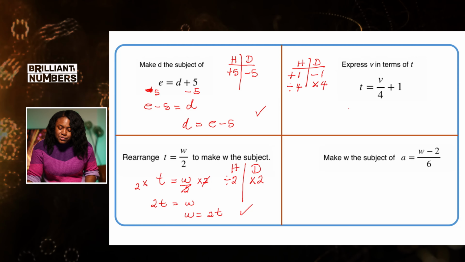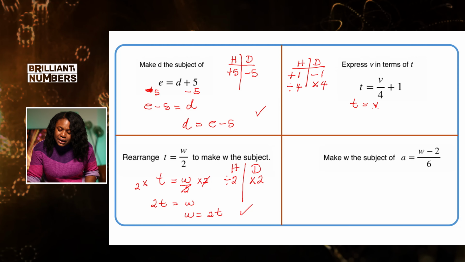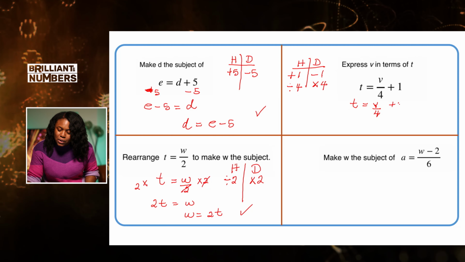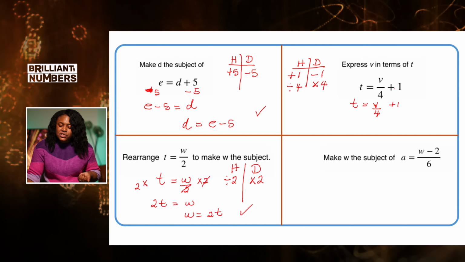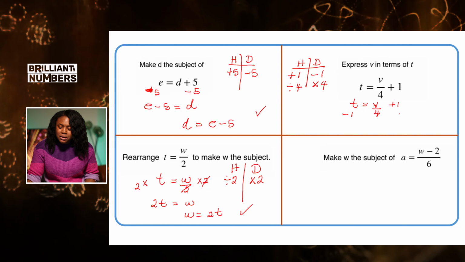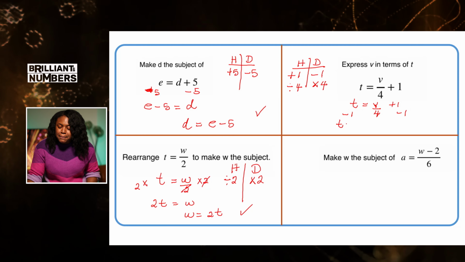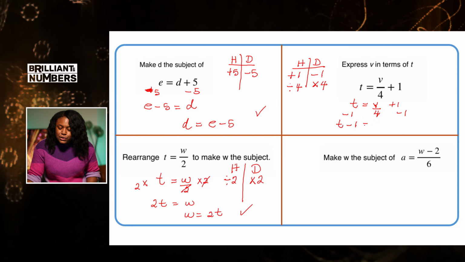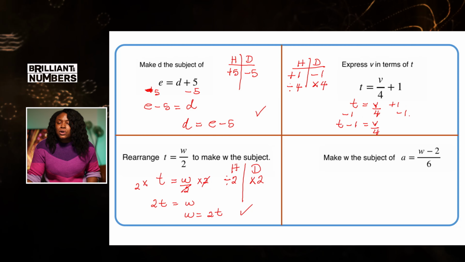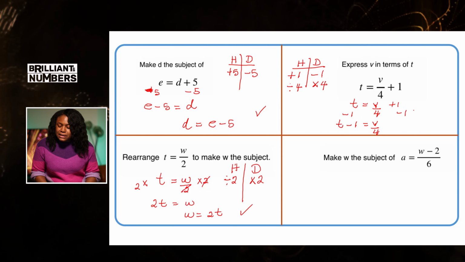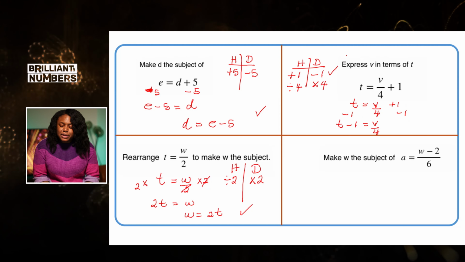So we're going to rewrite the question. T equals V divided by 4 plus 1. I need to go ahead and subtract 1 from both sides. So minus 1, minus 1. Tidy up this side, I get T minus 1 equals V divided by 4, since plus 1 and a minus 1 cancels to 0. So I'm just going to tick this off that I've done my inverse of plus 1.